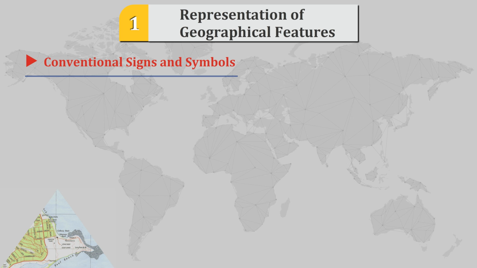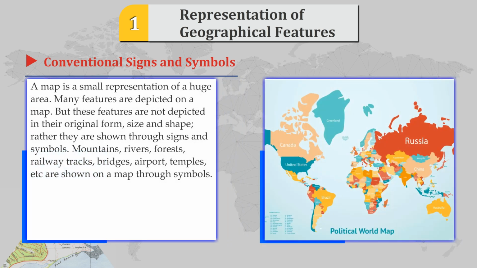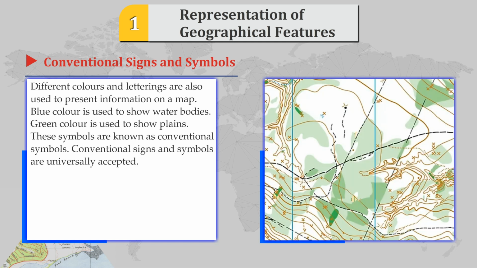Conventional signs and symbols. A map is a small representation of a huge area. Many features are depicted on a map, but these features are not depicted in their original form, size and shape. Rather, they are shown through signs and symbols. Mountains, rivers, forests, railway tracks, bridges, airport, temples, etc. are shown on a map through symbols.